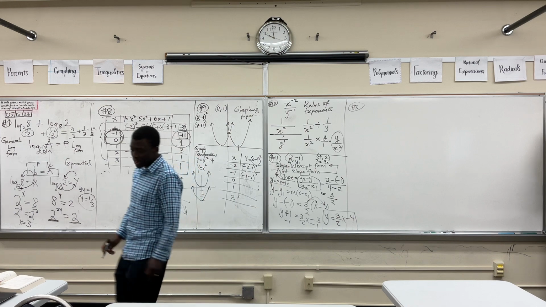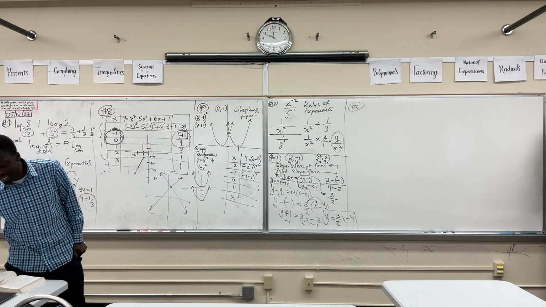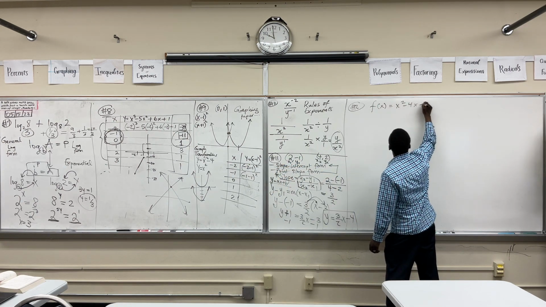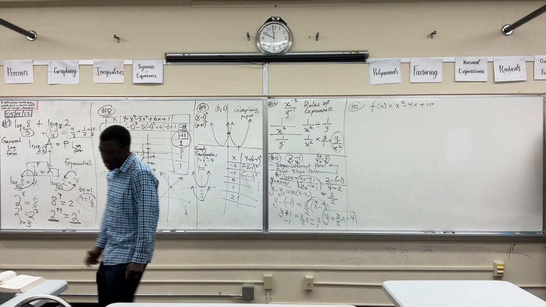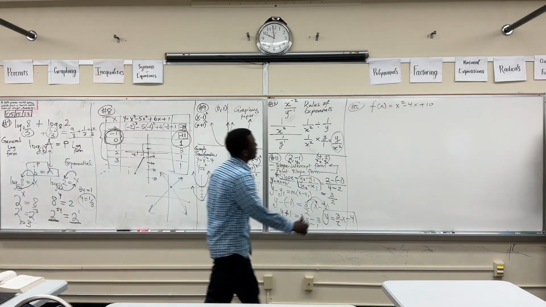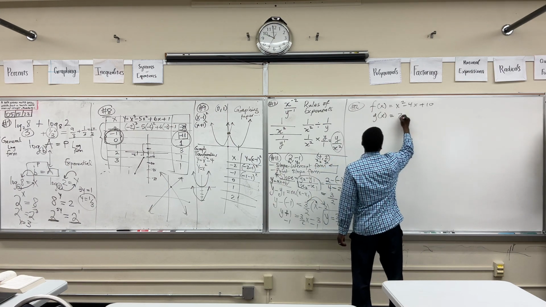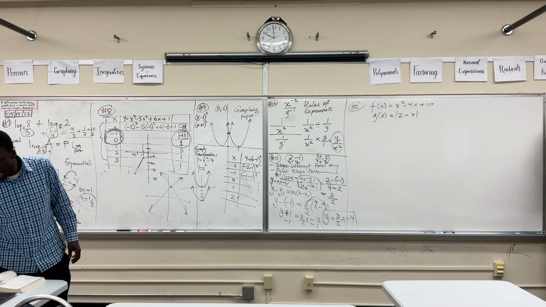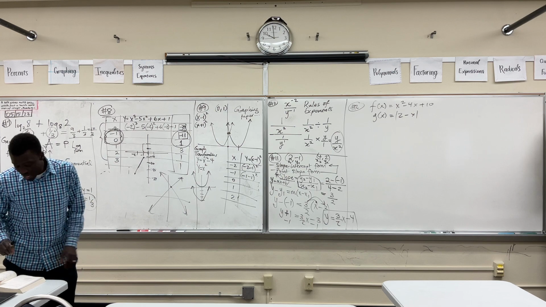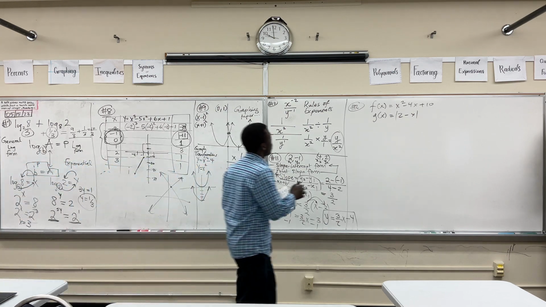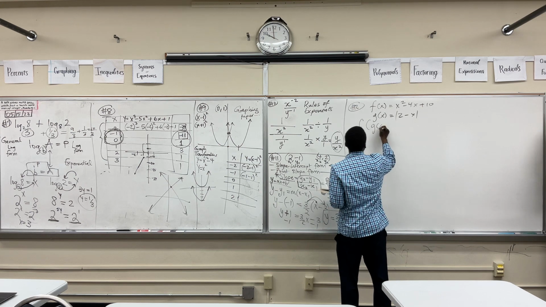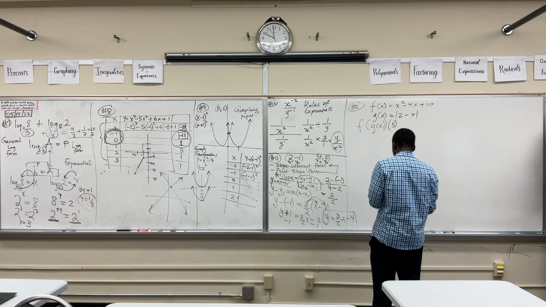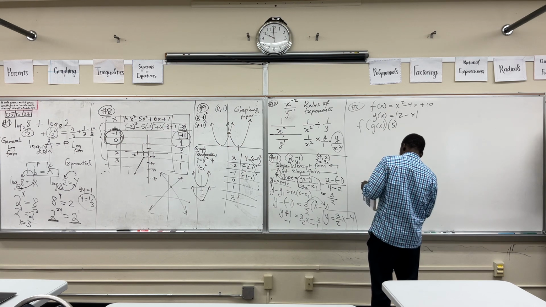In number 12, the question is asking: if f of x is x squared minus 4x plus 10, and g of x is the absolute value of 2 minus x, so they've given you f of x and they've given you g of x. What is the value of f of g of 5? That's what they're asking you for this question. Let's go back here, number 12.